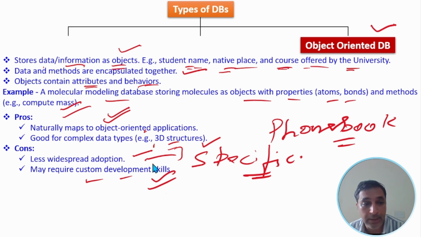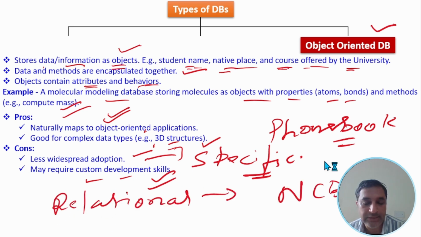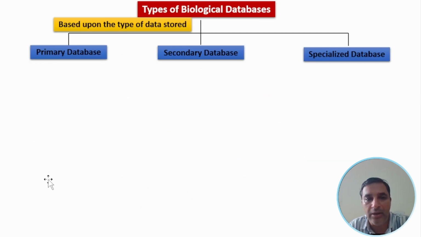One thing I did not mention earlier was an example of relational databases. NCBI, GenBank and the nucleotide database all form relational databases. Now let's move on to our next topic, that is various kinds of biological databases based upon the type of data which is stored in them. There are three major categories of biological databases. First is the primary database, second is the secondary database, and third is the specialized database.